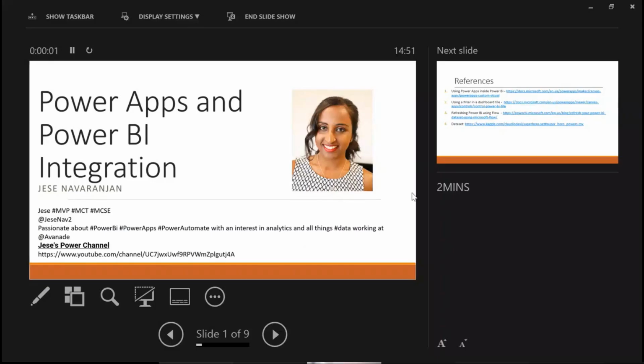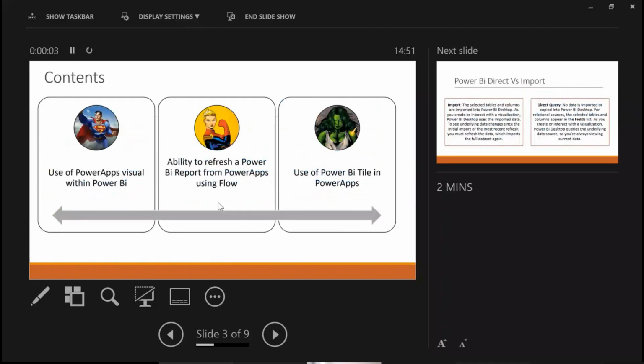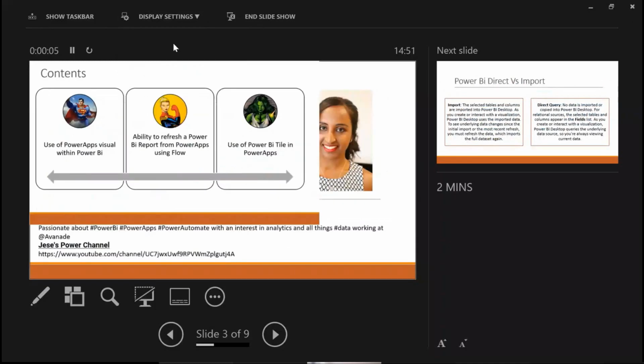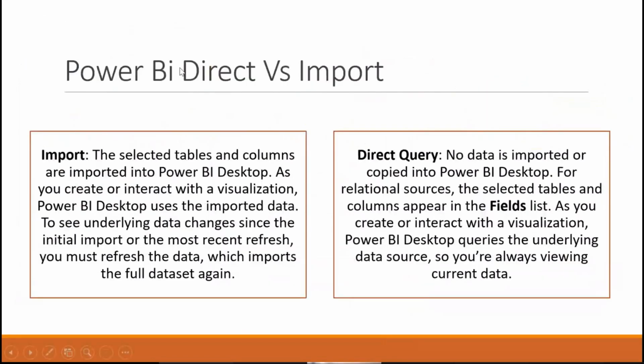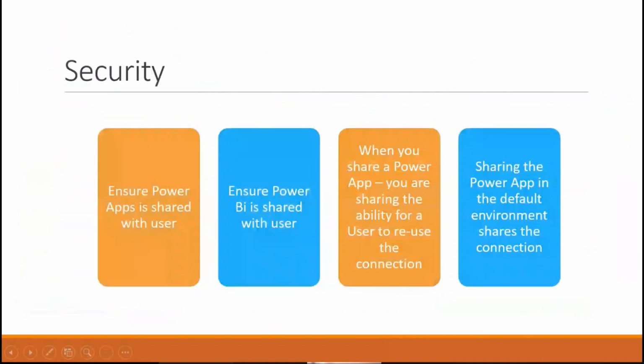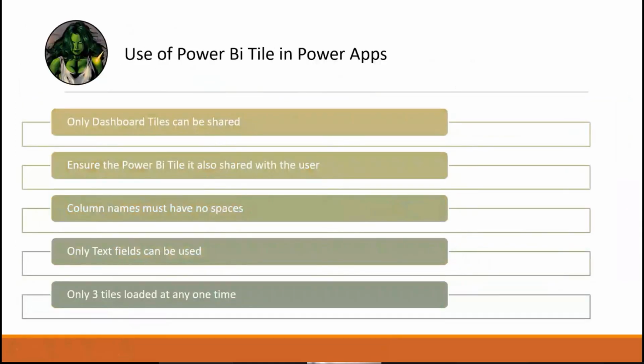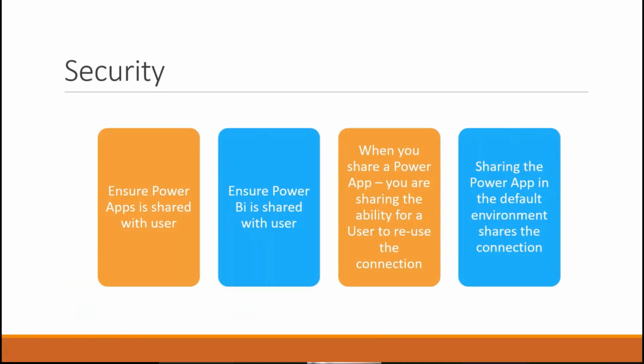Okay. I'm going to leave a couple of minutes for questions, so I'll quickly see what else I need to talk about here. That's pretty much it for the demo aspects at a high level. So yeah, only dashboard tiles can be shared for the Power BI tile in Power Apps. Ensure the Power BI tile is also shared with the user, so use both. Column names must have no spaces. I don't think I mentioned that one actually. So ensure that column names, if they have spaces, are not going to work. Only text fields and only 3 tiles loaded at a time.